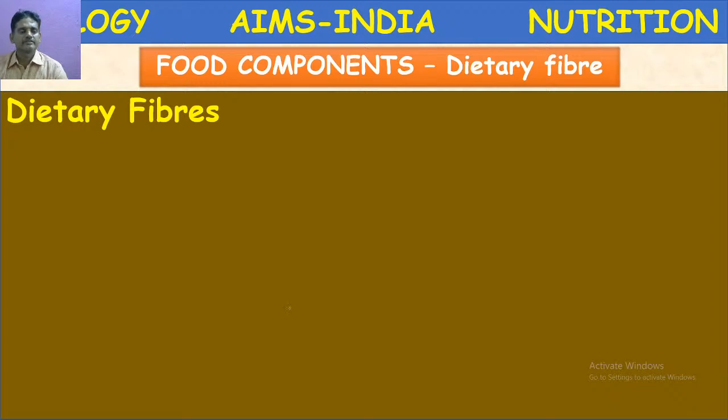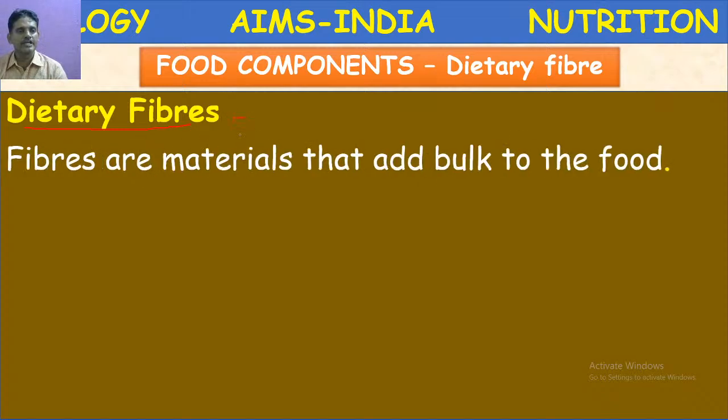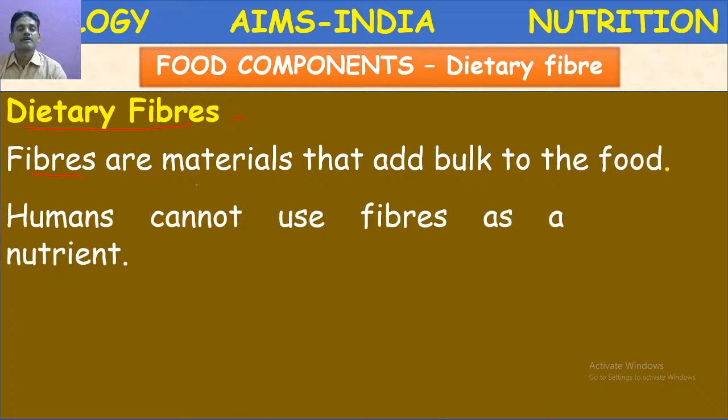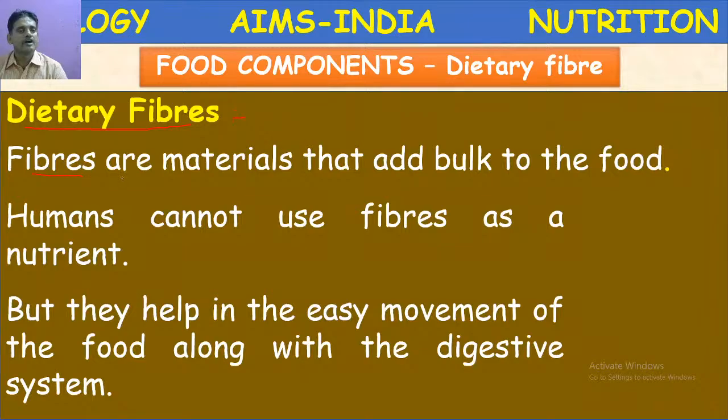Next, dietary fiber, very important, last but not least. This is also called roughage. We have to include fiber in our diet. Fibers are the materials that add bulk to the food, so our hunger gets satisfied by including dietary fiber. Humans cannot use fibers as a nutrient. Of course, we cannot digest this roughage, but it is very important. They help in the easy movement of the food along the digestive system.